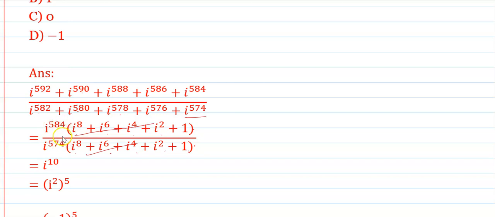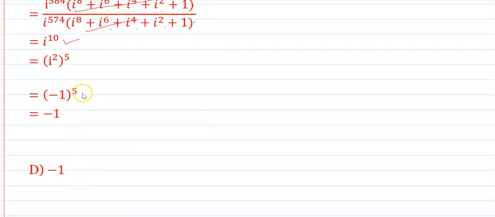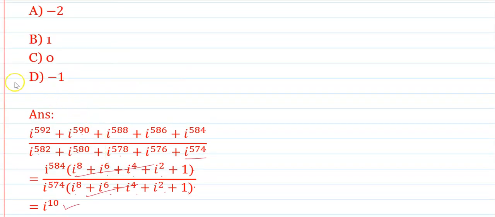What will we do with the two? The subtraction. 584 minus 574, you will get i raised to 10. i raised to 10 can be written as i square bracket raised to 5. But what about the i square? i square is minus 1. Minus 1 raised to 5, you will get minus 1, and hence option 3 is the correct one, which is the minus 1. Okay, easy question.